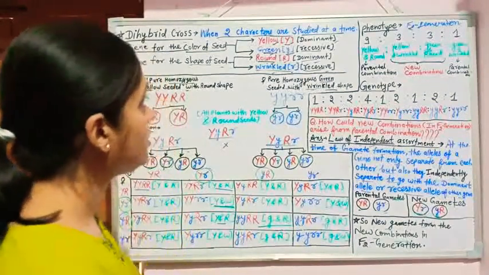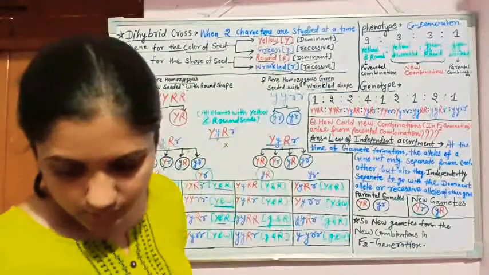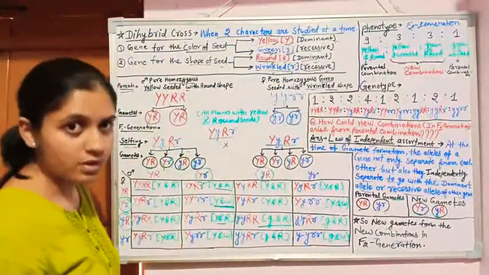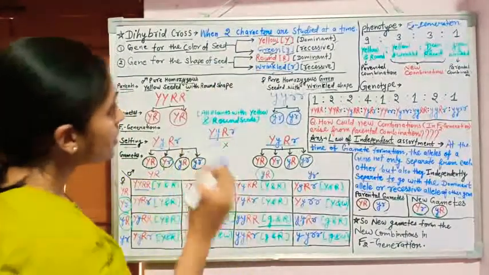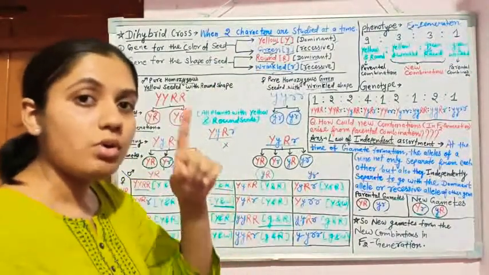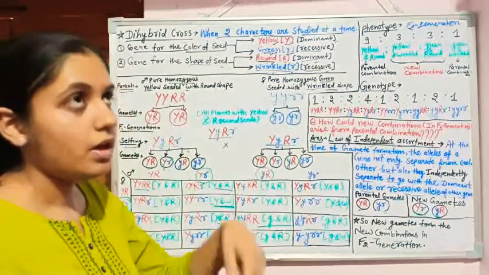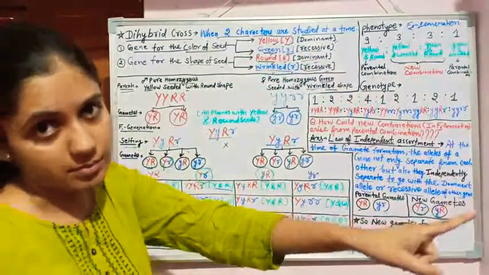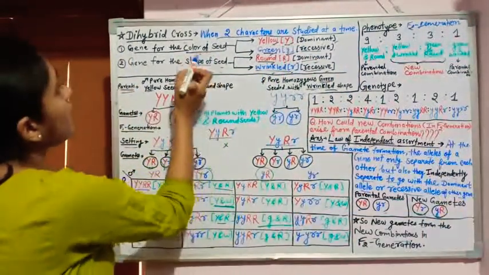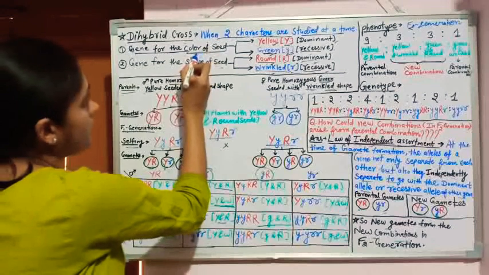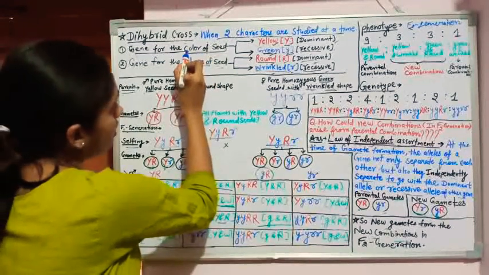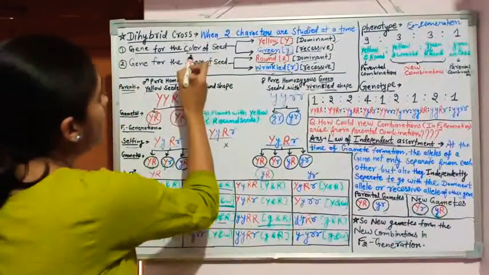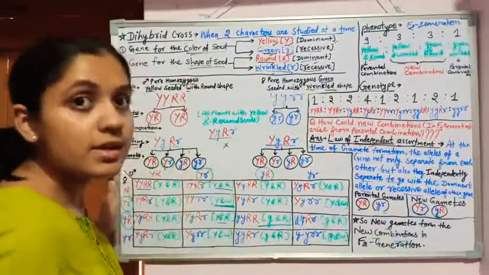Dihybrid cross is the cross when two characters are studied at a time. Okay, two characters. In a monohybrid cross, only one character is studied at a time, and Mendel took the example of plant height. Here two characters are studied at a time in a cross. Here the two characters are the color of seed and the shape of seed.